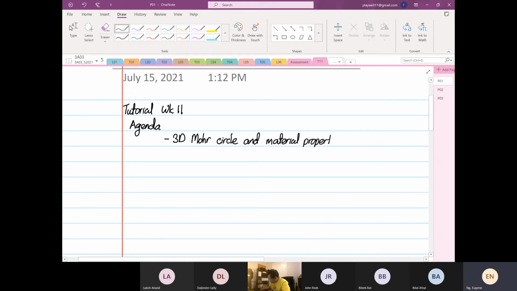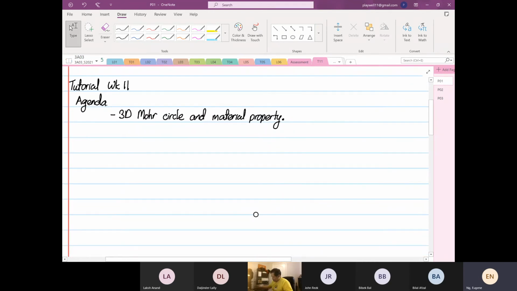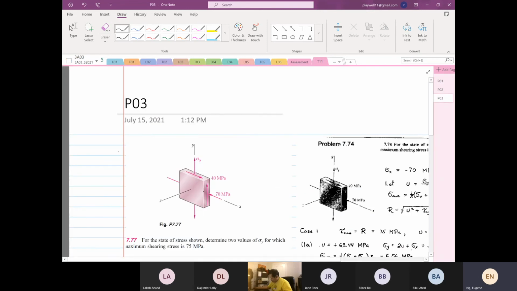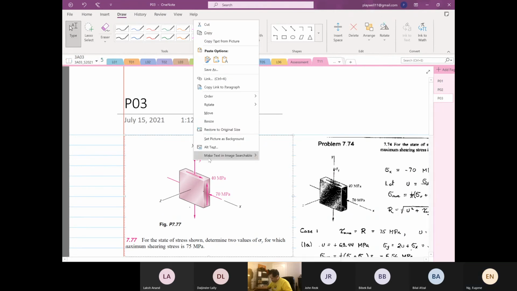So on Tuesday, we did 3D Mohr circle. We did the theory. I did just one example. Now I'm going to show another example, which is similar to your homework question. I've uploaded this example on Avenue to Learn, so you can get this example also. So let me copy and paste this example, then we go from there.